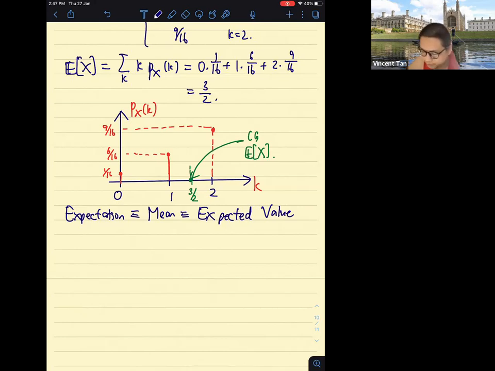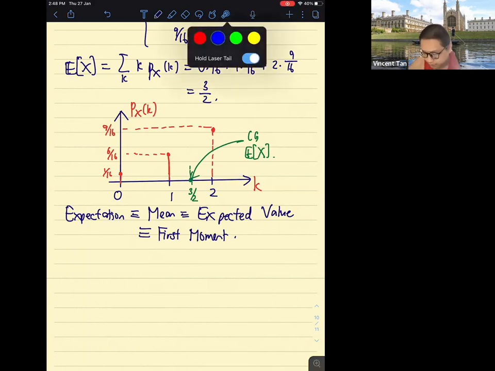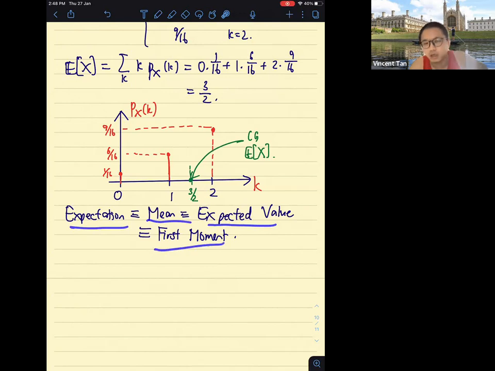k value. All right, so I was about to say that the expectation has many different terms: expectation, mean, expected value. And one more thing, first moment. All right, so these all mean the same thing. They are not the same as median. Median is a different thing. You may have heard of median, but we don't need to talk about the median in this class. All right, but the expectation value can be expressed in terms of at least four terminologies.